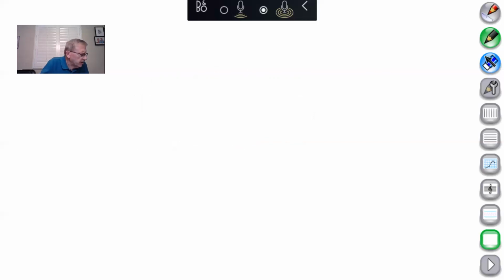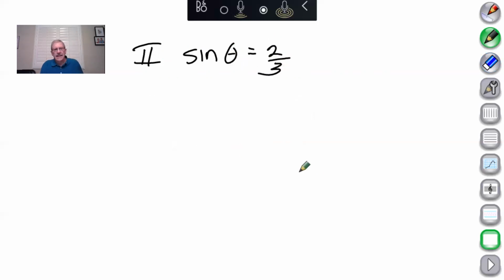Okay, example 3, we're going to do a little hunting again. We're going to find an angle theta in the second quadrant, and the sine of theta is going to be equal to 2/3. And we want to find the other angles, the missing angles. Well, what do we know about the sine of theta? We know the sine of theta equals the value of y over the value of r.